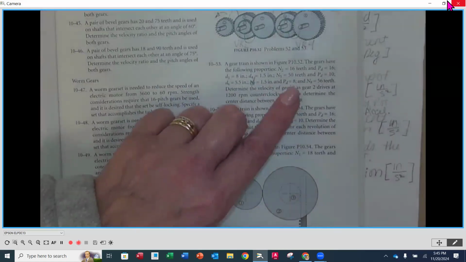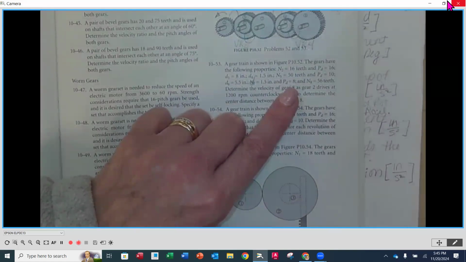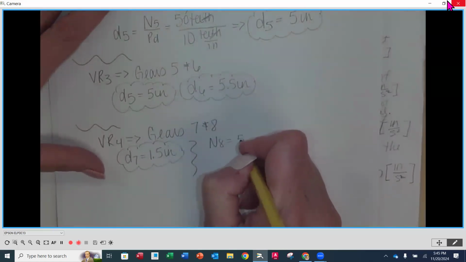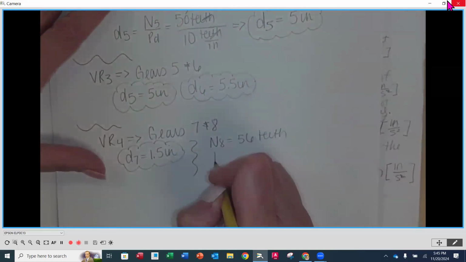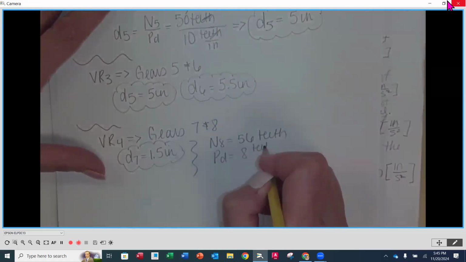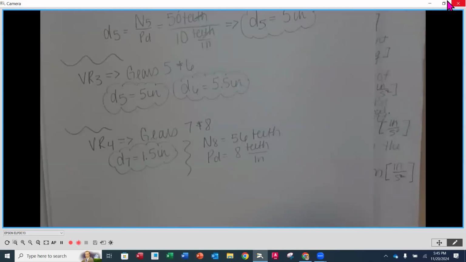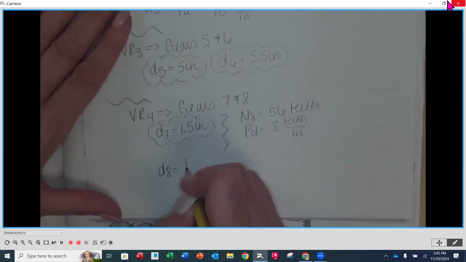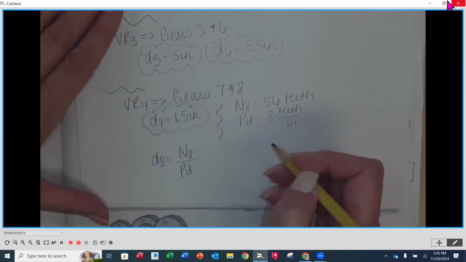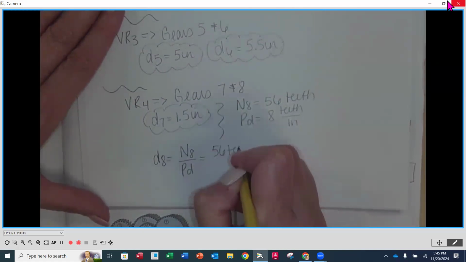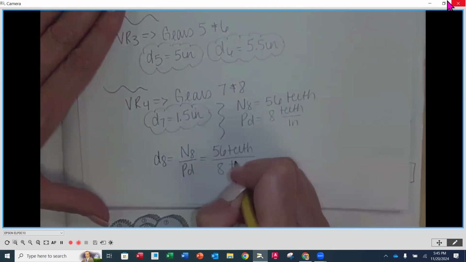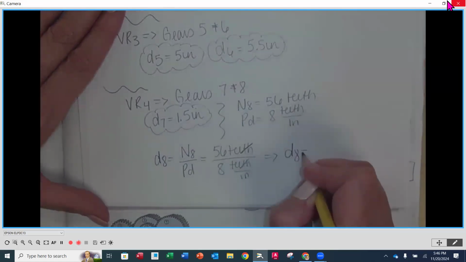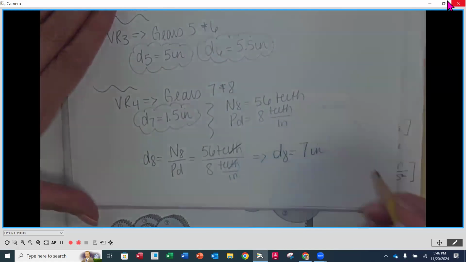And then for number 8, they're giving us the diametral pitch is 8 and the number of teeth is 56. So N8 is equal to 56 teeth, and diametral pitch is equal to 8 teeth per inch. So we just have to calculate the pitch diameter for 8. D8 is going to be equal to the number of teeth in 8 divided by the diametral pitch. So 56 teeth divided by 8 teeth per inch. So D8 is equal to 7 inches.